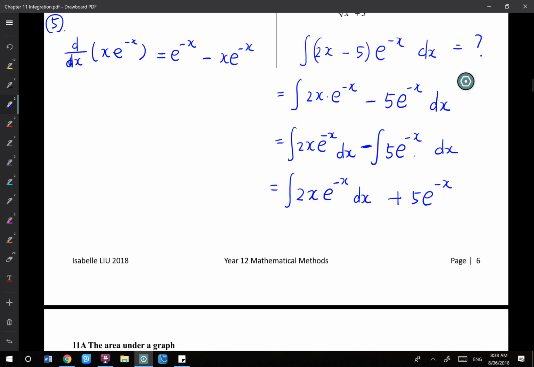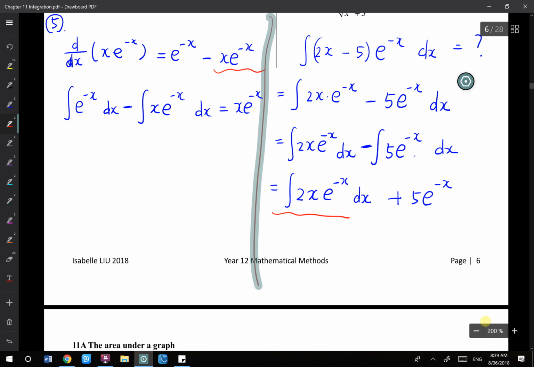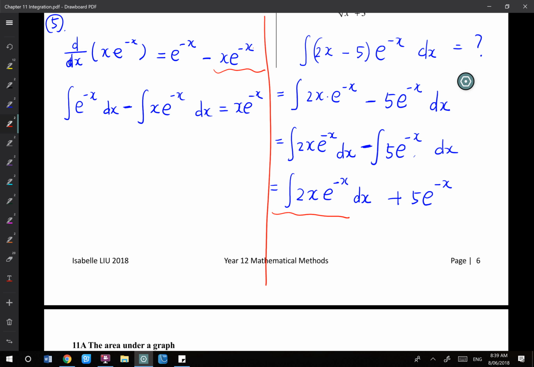And then we look back at part 1. So this is what I want. This part is contained in this one. So what I can write is the integral of e to the power of minus x dx. I directly separate it. The integral of xe to the power of minus x dx gives me xe to the power of minus x. Antidiff the right-hand side, that will give me the left-hand side. I just write it as 2 separate differentiations. I know I will separate later.